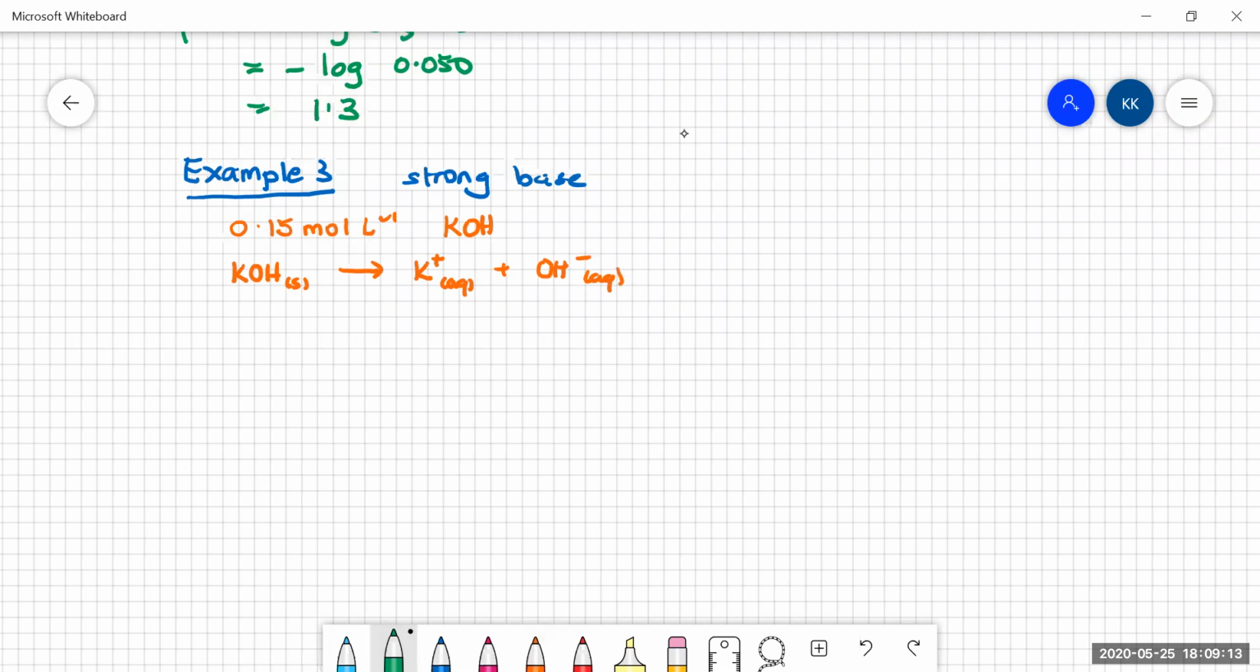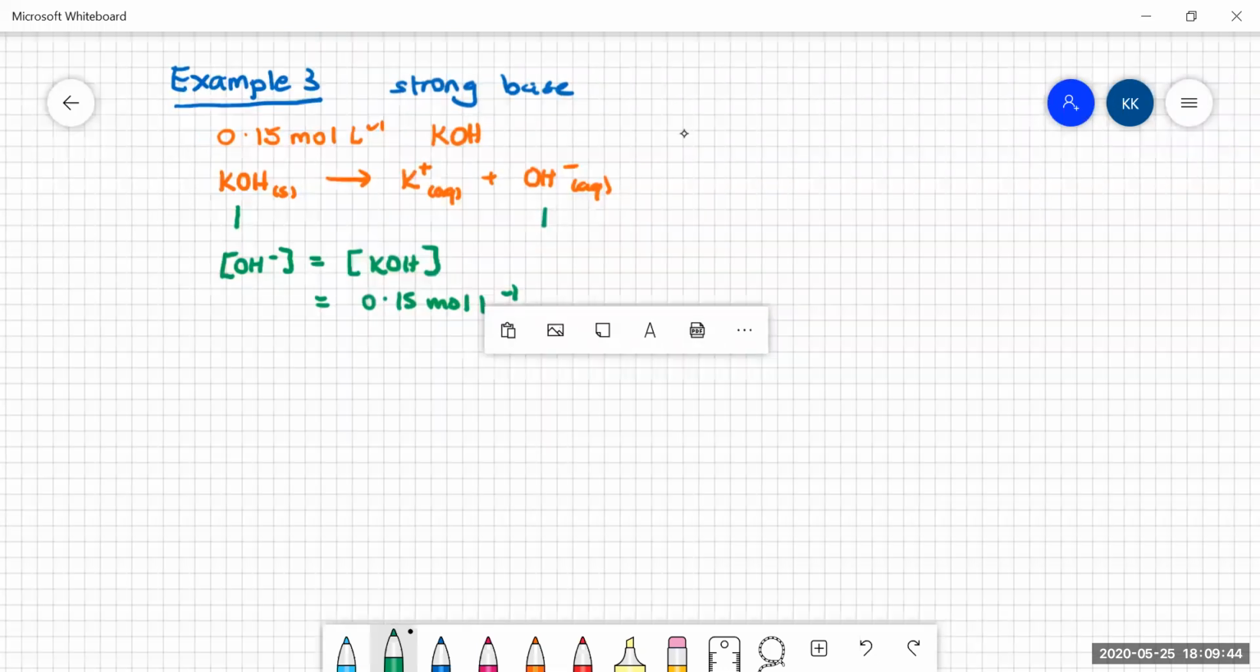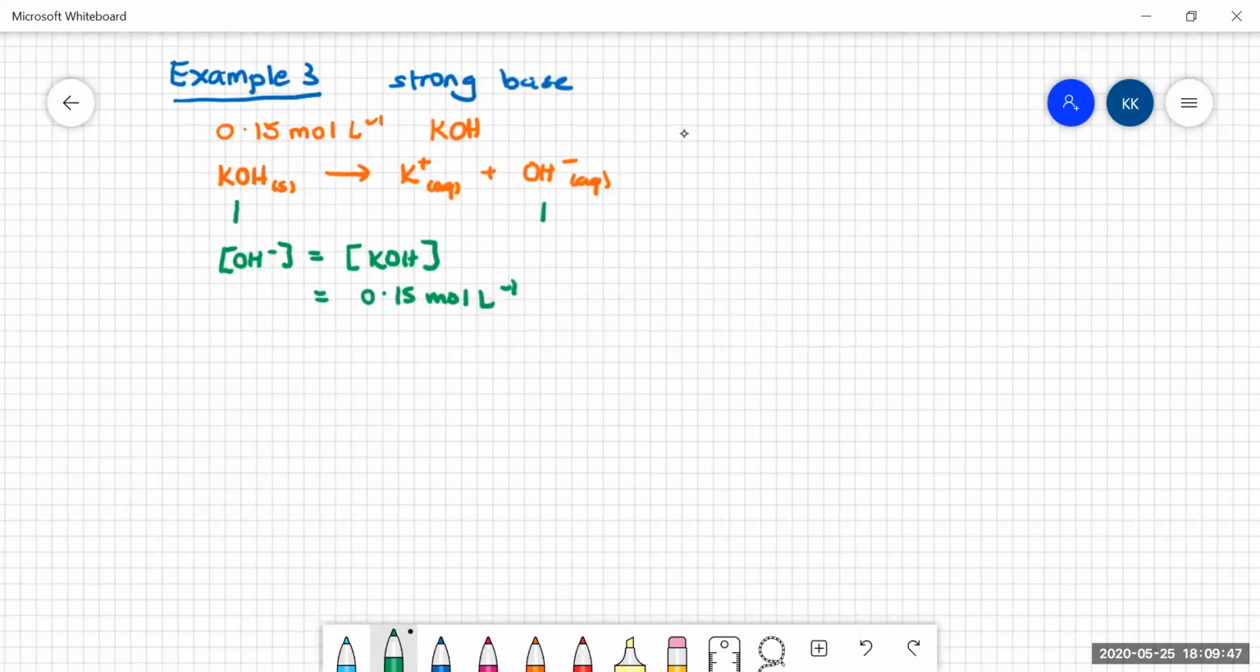And here we see we've got a 1-to-1 ratio between the potassium hydroxide and the hydroxide ion. So the concentration of OH minus is equal to the concentration of potassium hydroxide. And in this case, that's 0.15 moles per litre. But pH doesn't tell us about the concentration of OH minus. But once we know the concentration of OH minus, we've got two different methods that we can use. So method number 1, I'm going to call the Kw method.